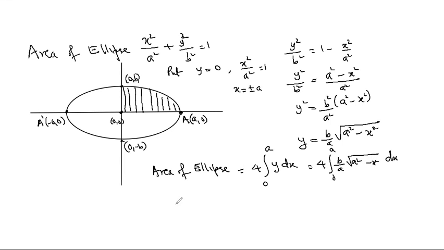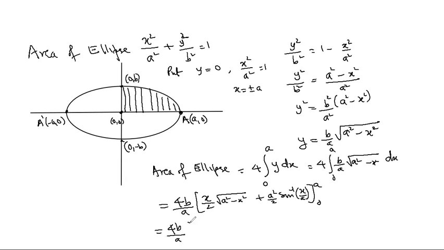So the integration formula remains the same. 4b by a goes outside the integral. Now when I integrate root of a square minus x square, x by 2 into the root, plus a square by 2 sine inverse x by a. Same formula that you applied. Limit is 0 to a. Now I'm not going to give you much explanation because whatever we repeated, that only is happening here. When I replace x by a here, a square minus a square will become 0. A square by 2 sine inverse 1. And remaining everything is going to be zeros. So I'll keep it like this.